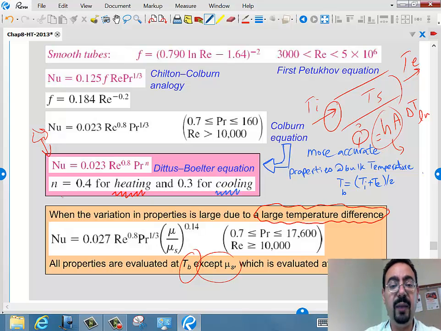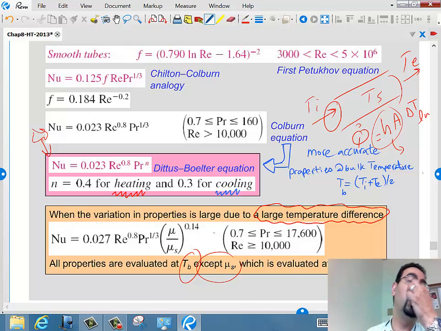Right? And if the temperature at the surface is very high or very different compared to the fluid, if Ts is just really way different than the flow temperature, this is actually more accurate, right? Where you would have a correction. So it's still 0.8 and Prandtl to the 1/3, but the coefficient is a little bit different. Now it's 0.027 multiplied by mu over mu s to the 0.14.